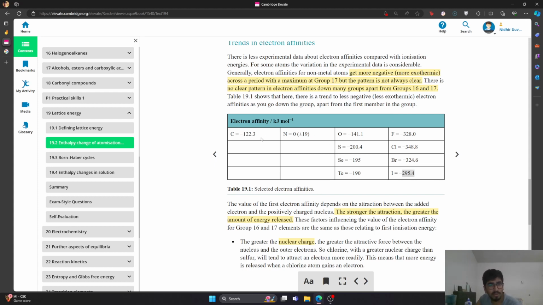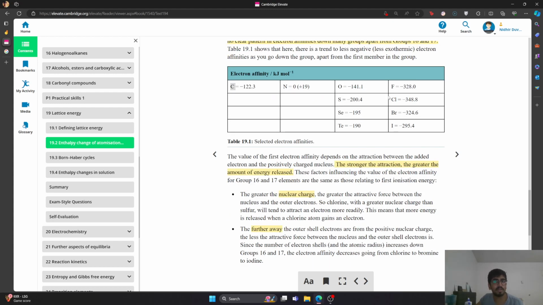So what they say here is there is no clear pattern down the groups, but across the period, if you see, this is minus 140, minus 122, minus 141, minus 328. If you ignore the nitrogen for now, it looks like it is becoming more and more negative, right? So that means it is really liking that. So that goes on to say if you add an electron in fluorine, it will really like it as compared to if you add an electron in carbon, right?